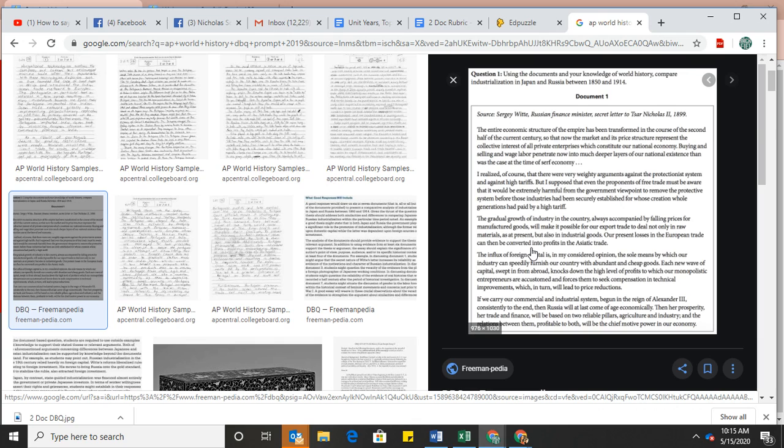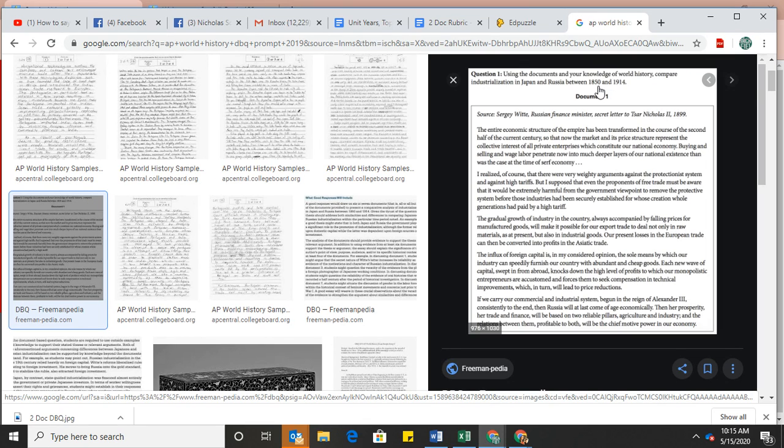Using the documents and your knowledge of world history, compare industrialization in Japan and Russia between 1850 and 1914. So you could get something like that, and they're talking about industrialization, and they're talking about Japan and Russia. So you'd have to talk about industrialization in Japan and Russia, not just Japan in your thesis. They give you the years 1850 to 1914, which is what you want to use for your context.